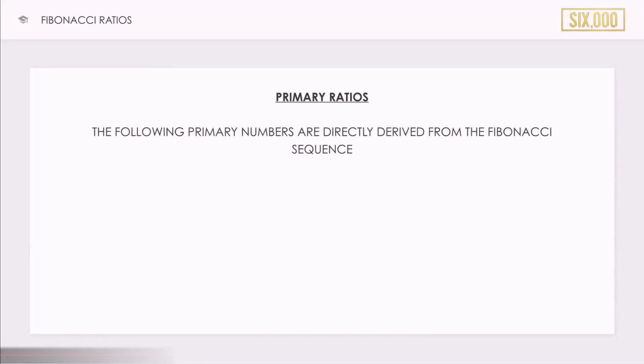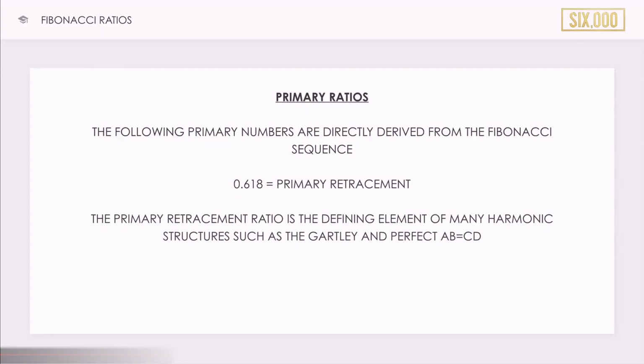Now onto our final topic for today, Fibonacci ratios. The Fibonacci ratios we use in the financial markets can be categorized by primary, secondary, and tertiary ratios, and this is all based upon how they're derived from the Fibonacci sequence or other Fibonacci and harmonic numbers. Now the following primary numbers are directly derived from the Fibonacci sequence. Our primary retracement is 0.618, and this is the defining element of many harmonic structures such as the B point in a Gartley and the perfect AB equals CD.